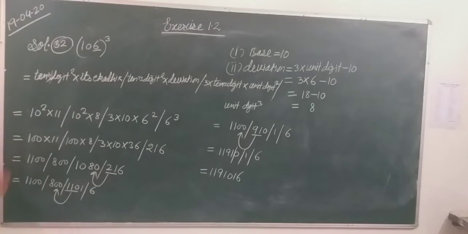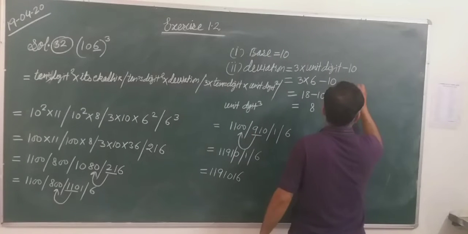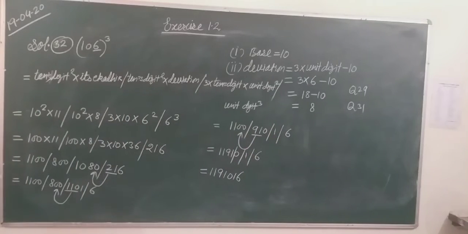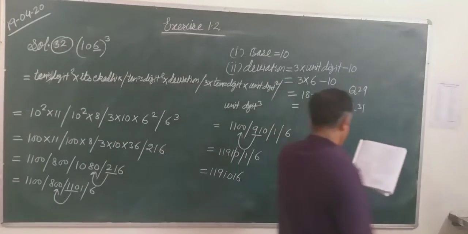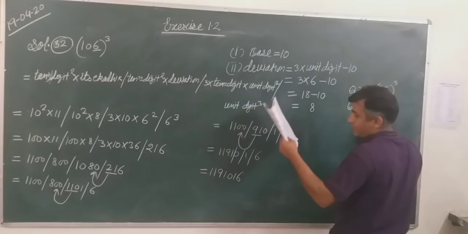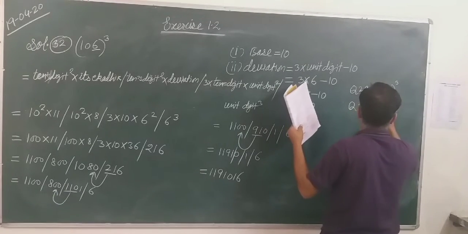So this question is question 32. We have done 106 cube, and the next two questions you will do at home. The next two questions are 29 and 31. I will write the question numbers here: question number 29 and question number 31. You will note that question number 29 is 45 cube and the next one is 24 cube.